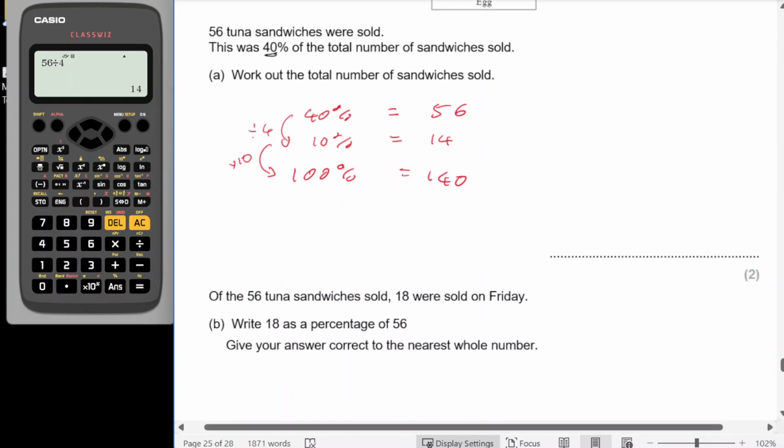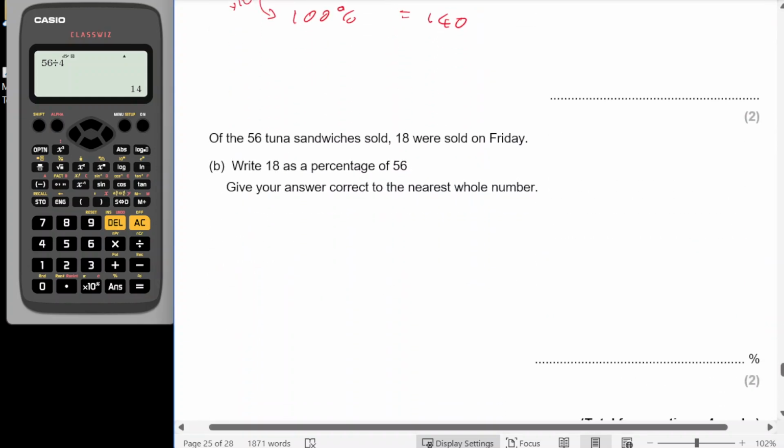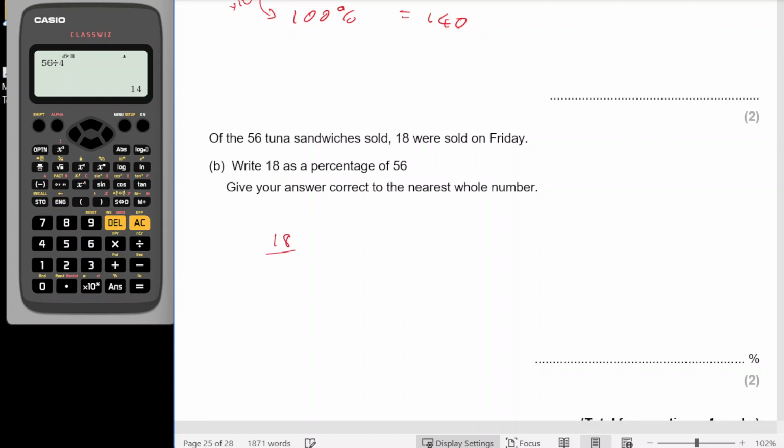Right, part B. Of the 56 tuna sandwiches sold, 18 were sold on Friday. Write 18 as a percentage of 56, giving your answer correct to the nearest whole number. So I need to do 18 divided by 56 times by 100 and then round it to the nearest whole number. So I'm going to write down my answer without it being rounded, and then I will round it.